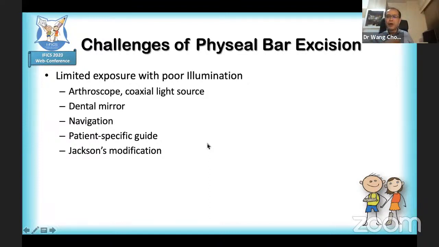Well, removing the whole physeal bar with minimal damage to the surrounding bone and soft tissue is actually quite challenging and demanding. This is largely due to the fact that the exposure is very limited with poor illumination. So nowadays people will try to use an arthroscope with its inherent light source, or a headlight with a coaxial light source, which will improve the illumination. Dental mirrors and arthroscope help to improve visualization for assessing whether the bone bar is excised completely. Navigation or patient-specific guides have also been reported in the literature, trying to improve the precision of removal of the physeal bar. But if you are short of all this high-tech stuff, a gestural modification could be useful.